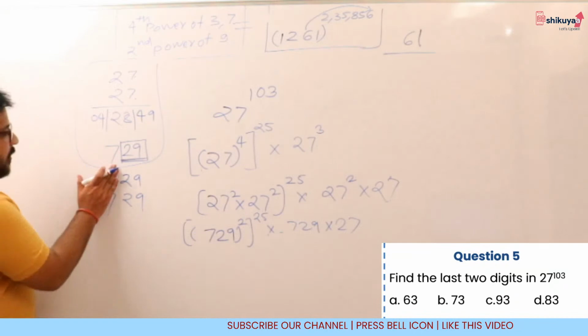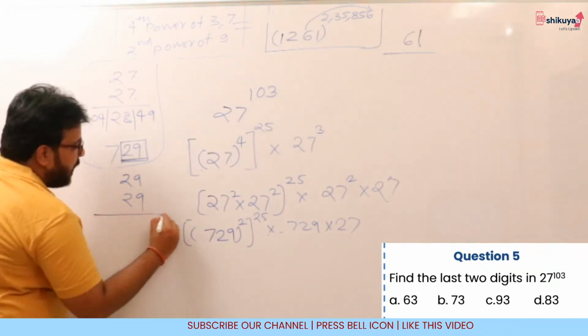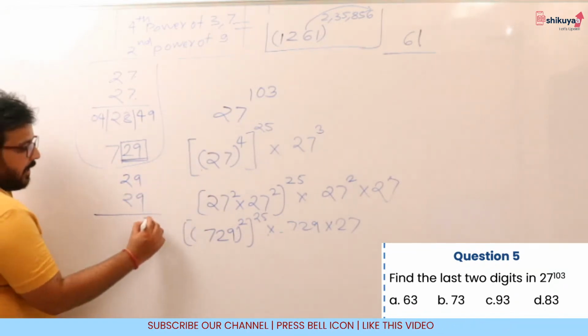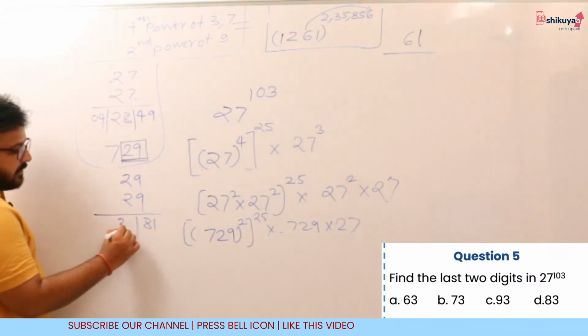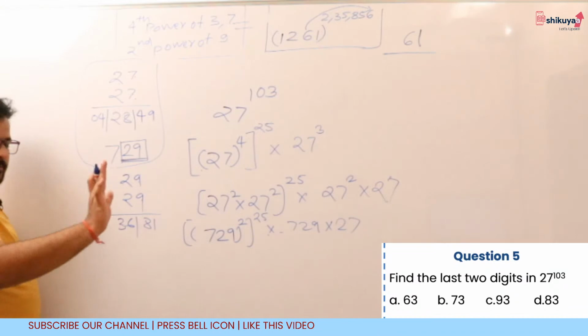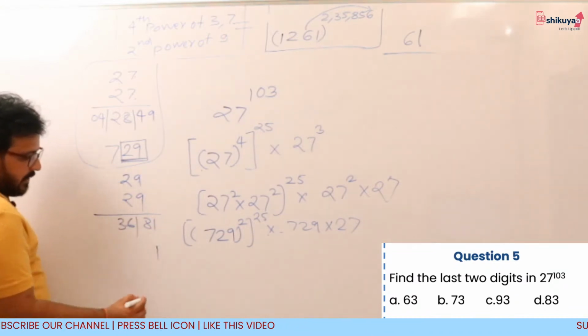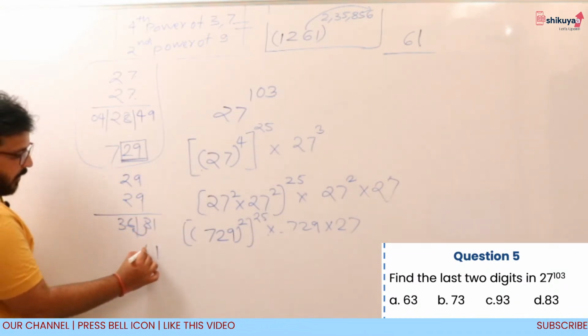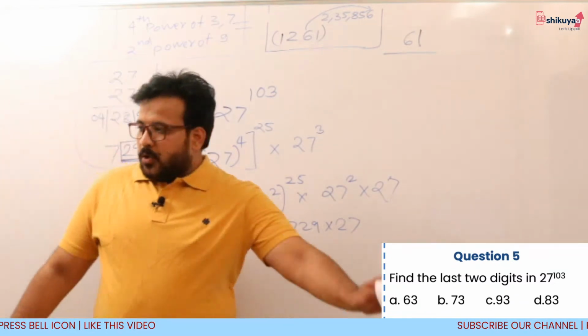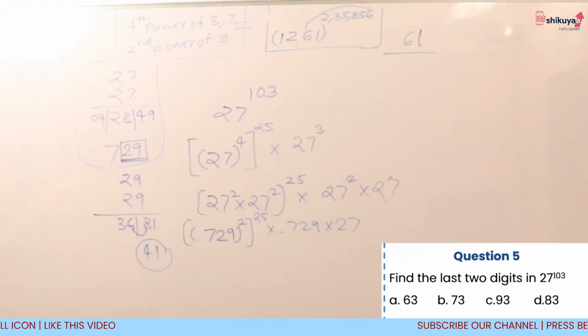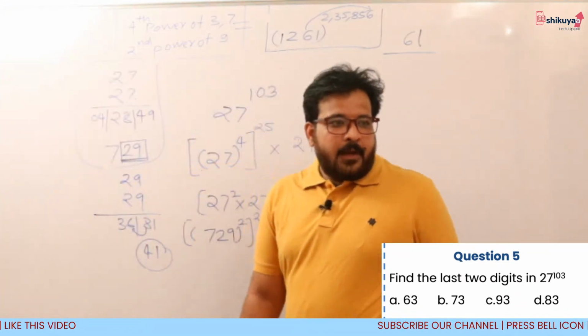So when you multiply 29 into 29, as you know, you will get 81, 9 twos are 18 plus 18, 36, sufficient. This is more than sufficient. You will get 1 as it is and 41. So your answer is 41. Don't worry, I will explain again. This has become a little bit complicated.